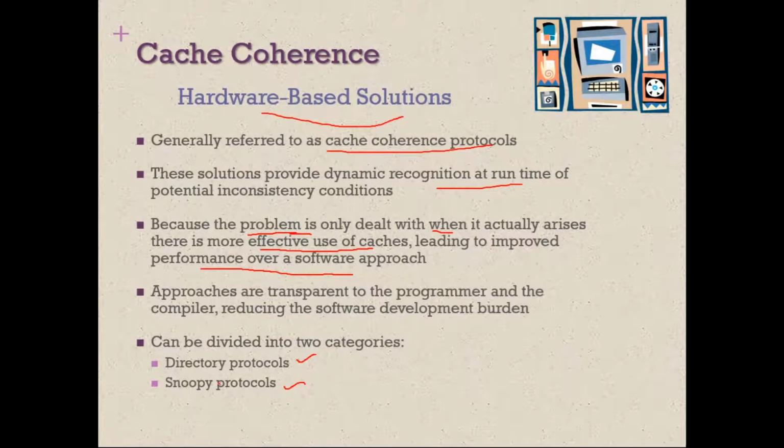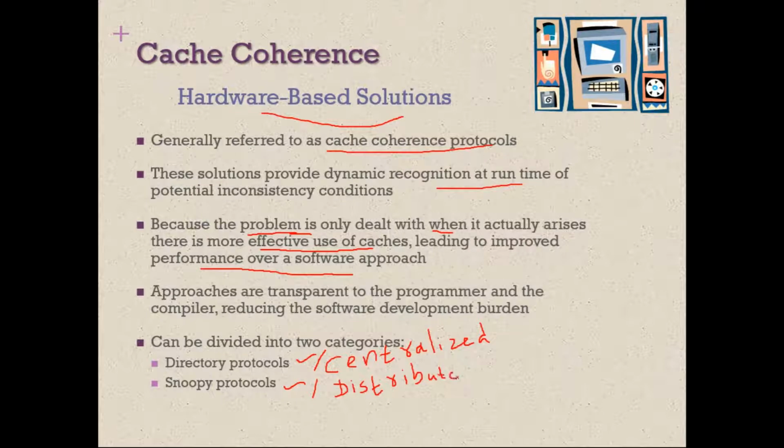A directory-based protocol is a centralized approach. There will be a centralized controller, and that centralized controller will decide what should be done when. Whereas the Snoopy protocol is a distributed technique. The directory protocol is a centralized approach or technique, and the Snoopy protocol is a distributed technique or approach.